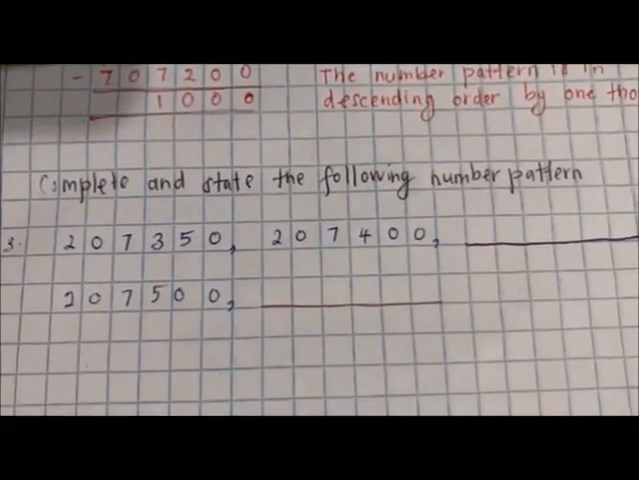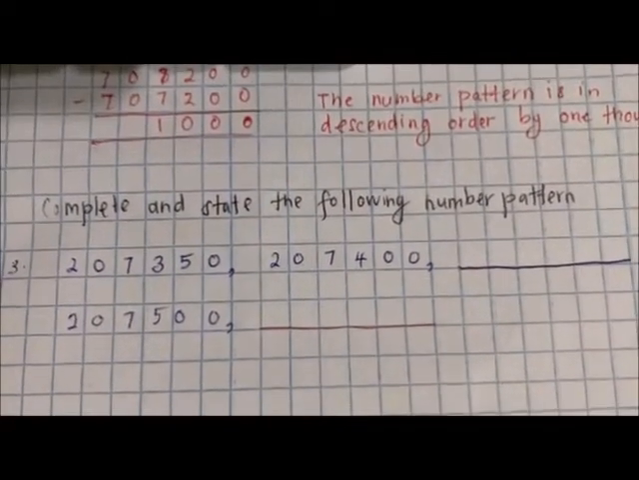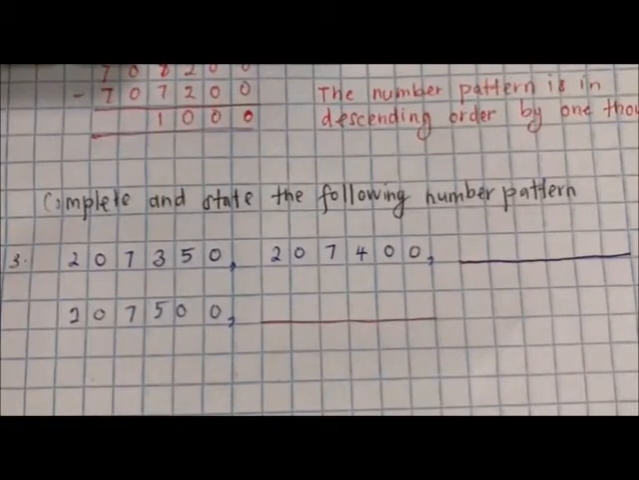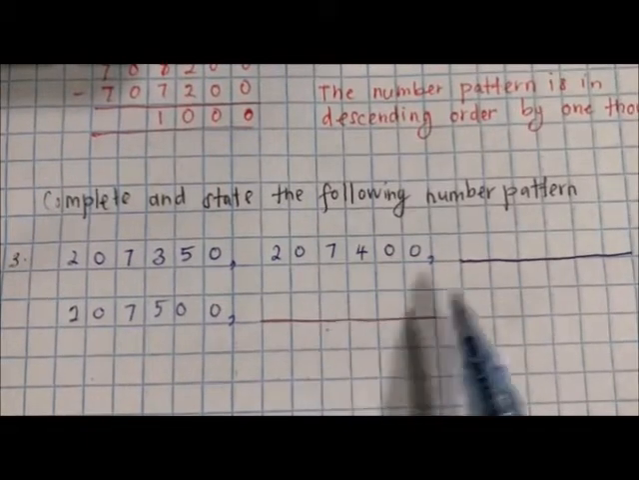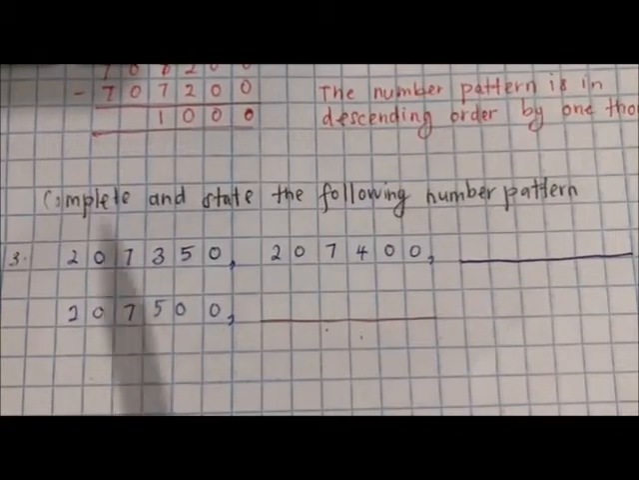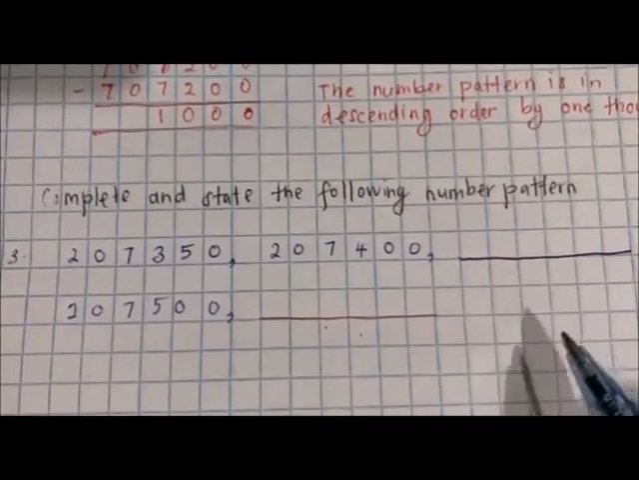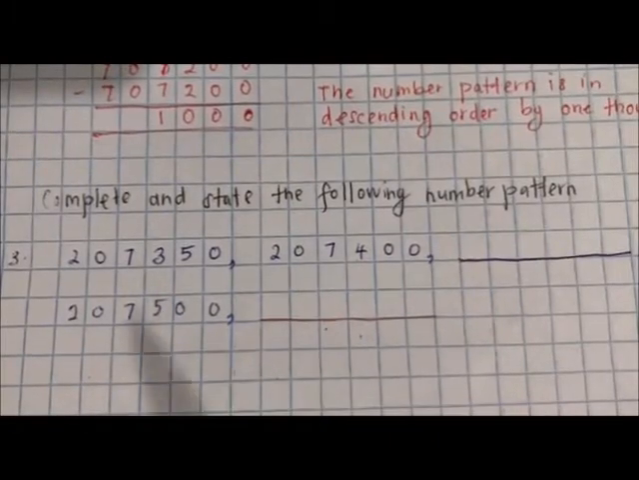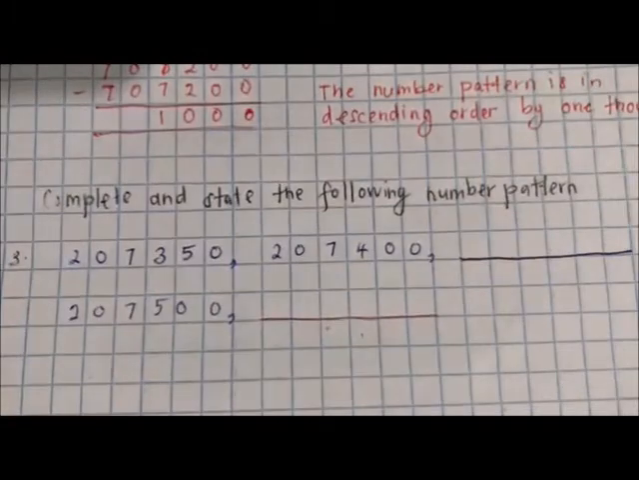How do you want to complete and state the following number patterns? This one you need to complete. You must write the number. It's incomplete here. You must write what is the number. Same working. What you need to find first, you need to find the differences, the number.